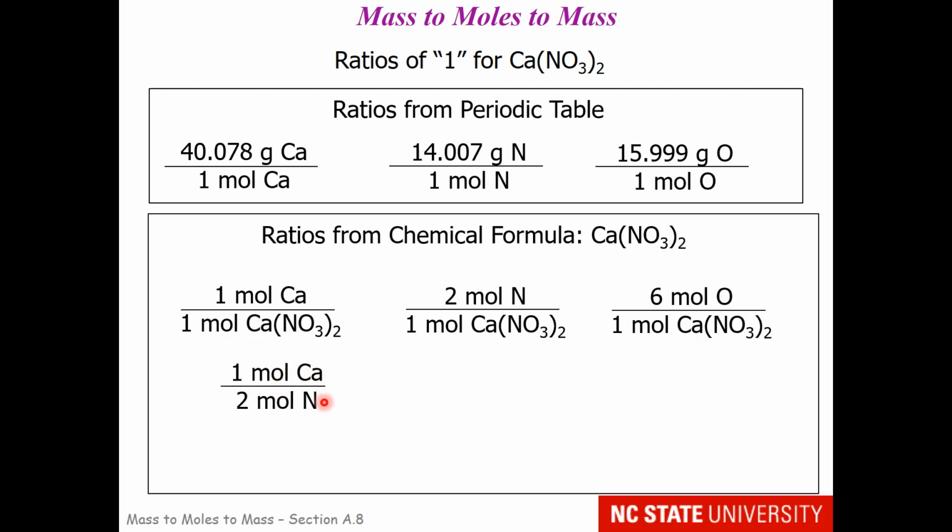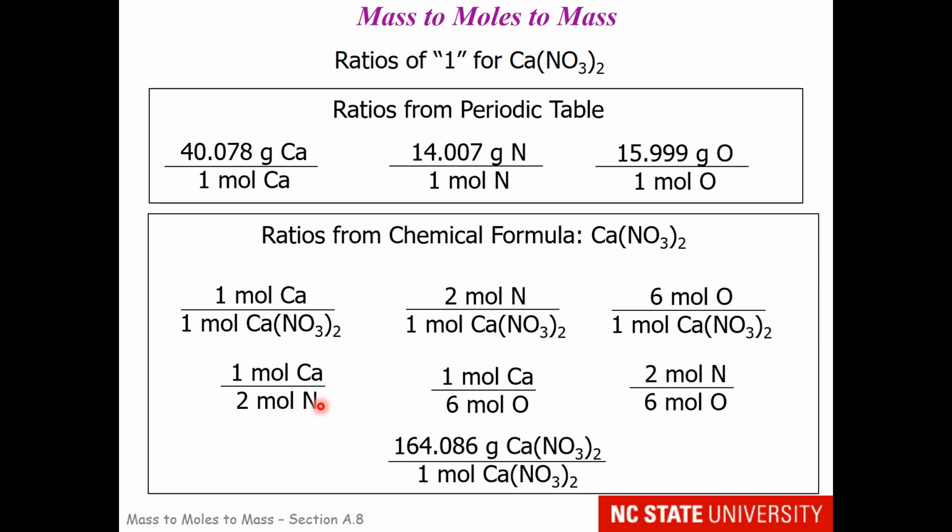There's even ratios within the compound. The ratio of calcium to nitrogen within the compound is 1 to 2. Or calcium to oxygen is 1 to 6, or nitrogen to oxygen is 2 to 6. And then, of course, we have the molar mass of the material for 1 mole of that same material. So there's 10 ratios to choose from. You only need 3. So how do we go about solving this problem?